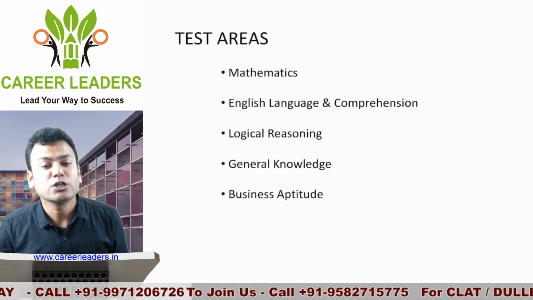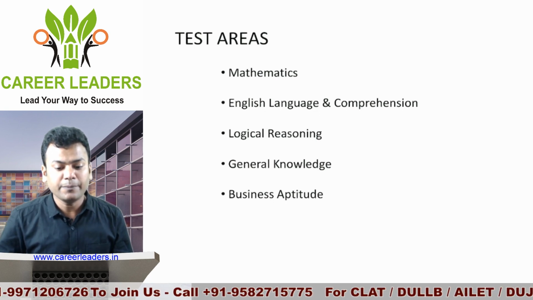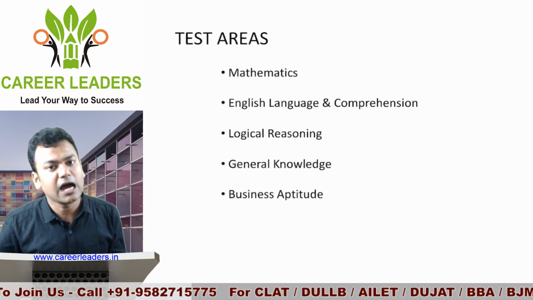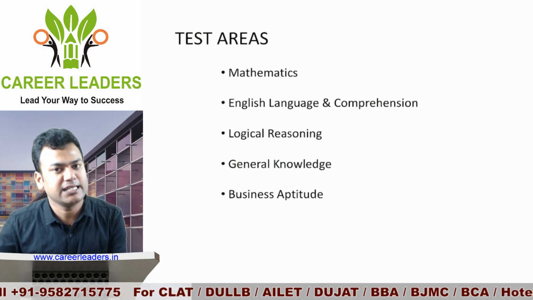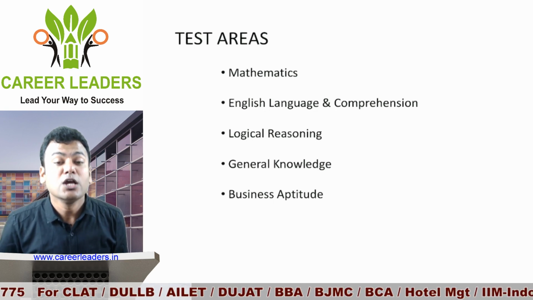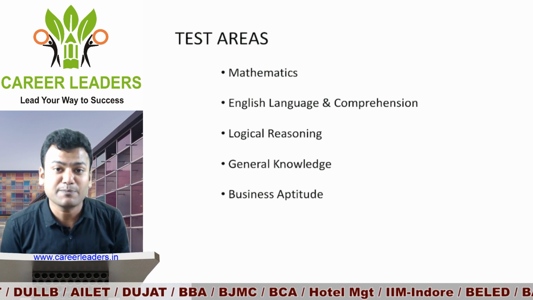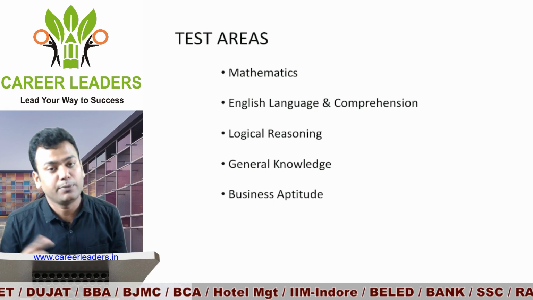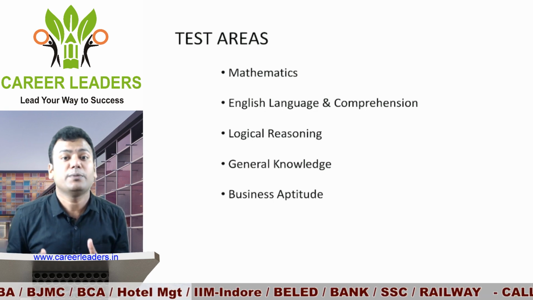When you talk about English, it includes vocabulary, grammar and reading comprehension. Then we have logical reasoning. General knowledge includes current affairs for the last 1 year, latest happenings in the industry, as well as static GK like history, geography, polity, science and economics. And there is a major segment under general knowledge, that is business aptitude. Under business aptitude, you will be asked questions related to business management, based upon the logos of companies, taglines, brand ambassadors, mergers and acquisitions. So different kinds of questions which are related to business management.